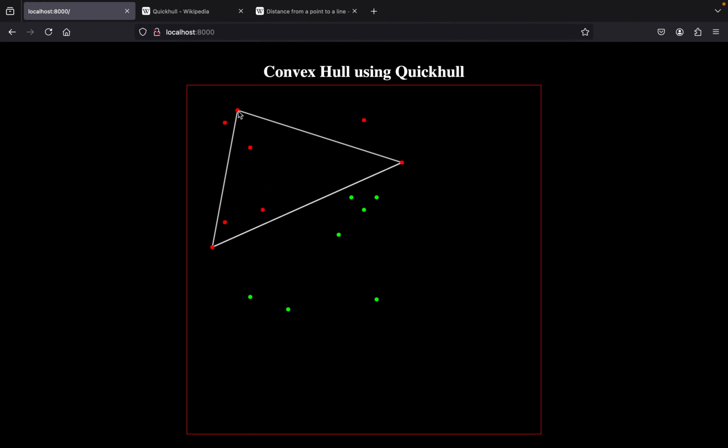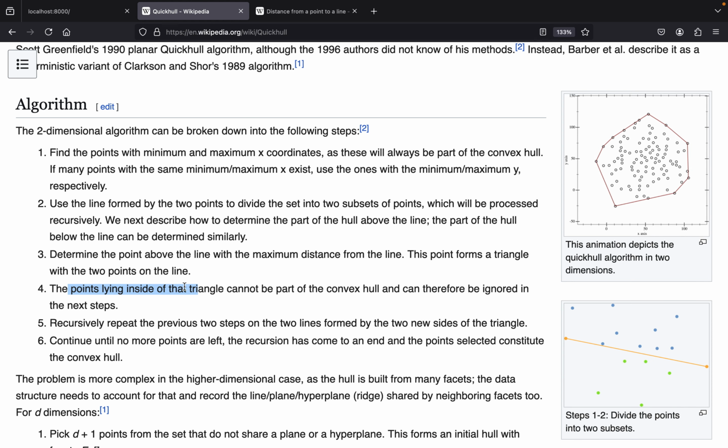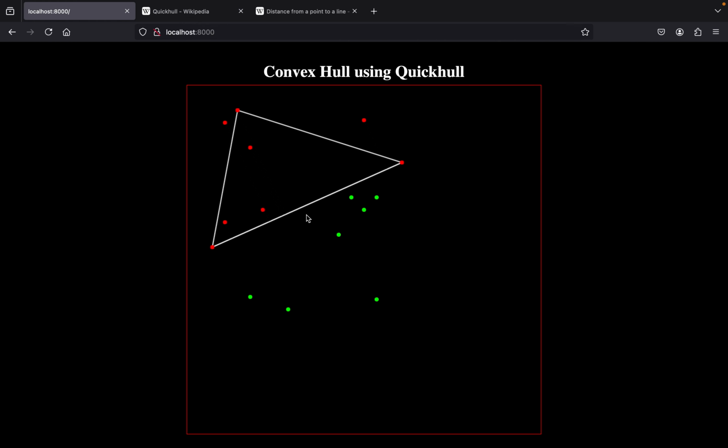I wanted to point out that this point that forms the triangle is now a member of the convex hull. Then we recursively repeat the previous 2 steps on the lines formed by the 2 new sides of the triangle. As they mentioned, now we need to find the farthest point from this segment and this segment. Let's start with this segment to the left. While there's only one point, in any case, we find that point, and now we form another triangle.